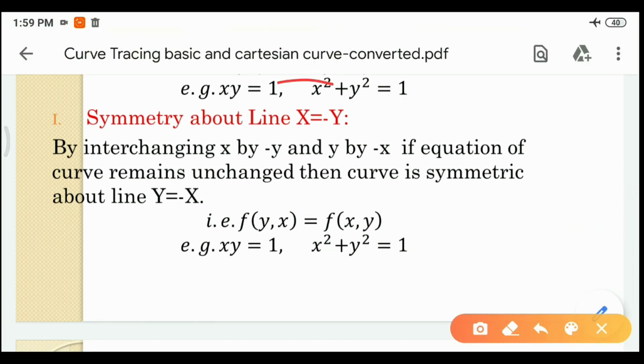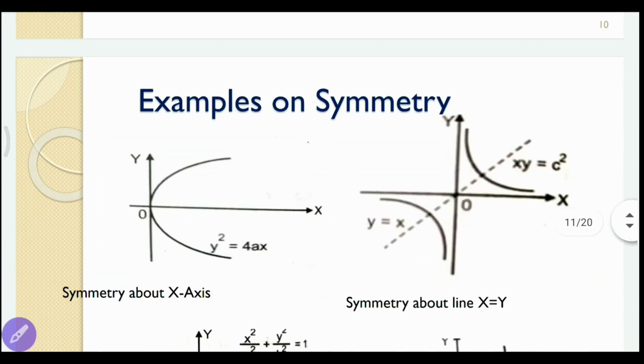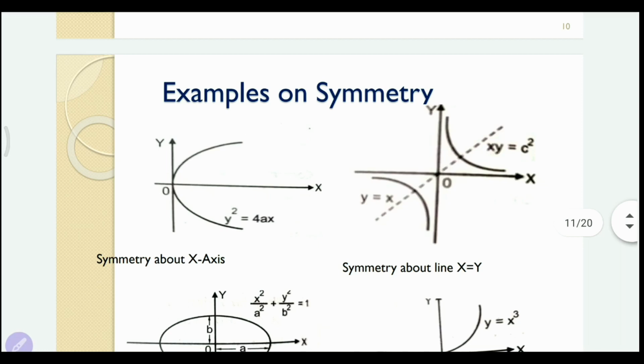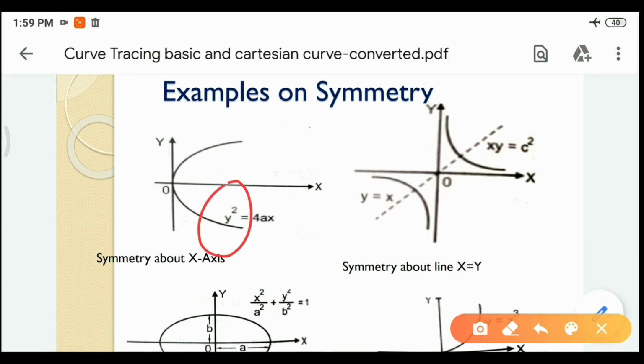Here, if you want to check whether the curve is symmetric about x equal to minus y, what we have to do is replace x by minus y, and y by minus x, and if the equation remains unchanged, then we call the curve symmetric about x equal to minus y. Okay. So here, if you look at this curve, the power of y is even, therefore the symmetry is about the y-axis.